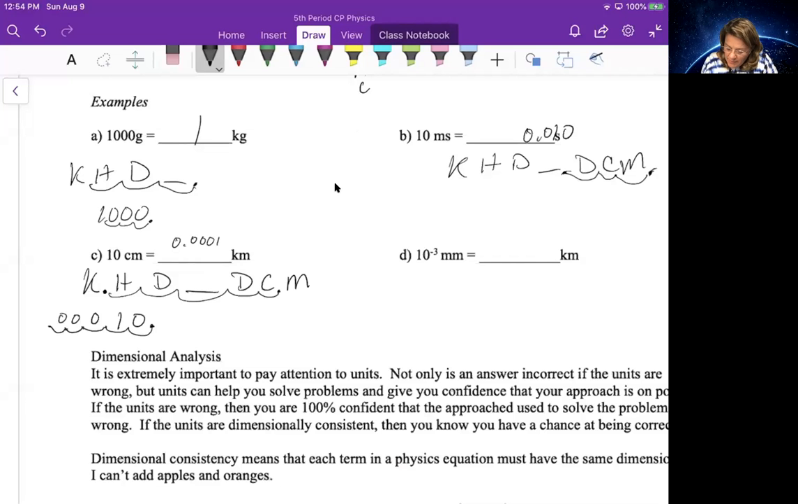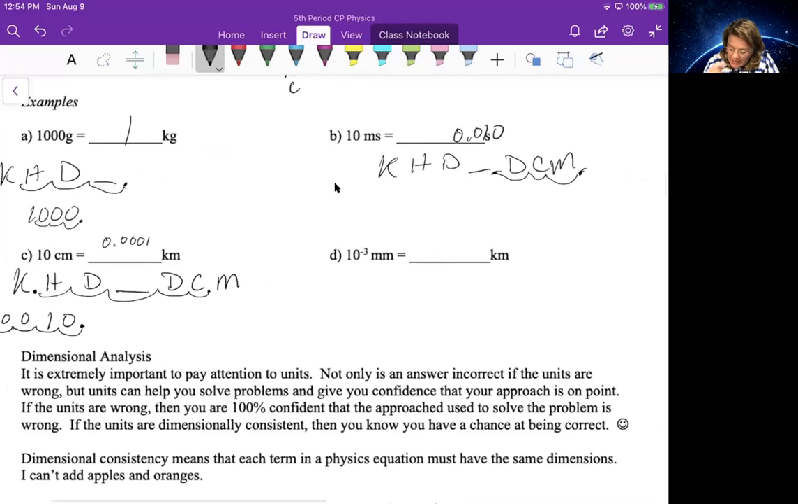Okay, the next problem is letter D. If I have 10 to the minus 3 millimeters, how many kilometers is that? King Henry died drinking chocolate milk. How many times do I have to move that decimal point? 1, 2, 3, 4, 5. Nope, should be 6. I counted wrong. 1, 2, 3. I forgot one. Okay, let's try that again.